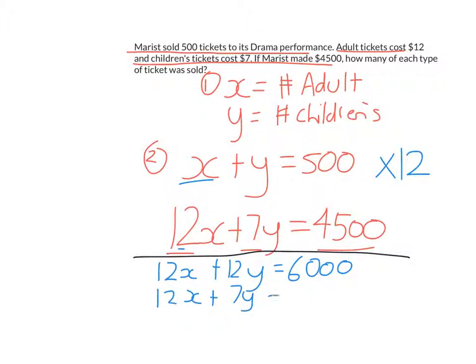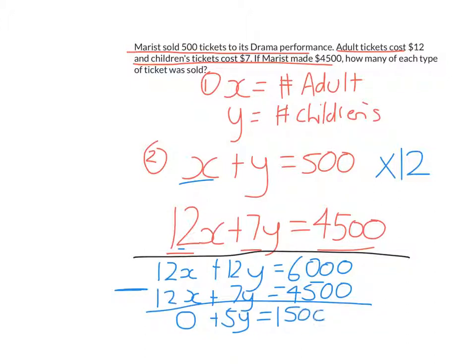So now I have two equations. The x's have a 12 in front of them in both equations. They have the same sign, so I'm going to minus. So 12x minus 12x is 0. 12y minus 7y is 5y. 6,000 minus 4,500 is 1,500. Divide by 5, you get y equals 300. So that means y, number of children's tickets, was 300. That, of course, means x will be 200, because 200 plus 300 equals 500. So the solution here is 200, 300.